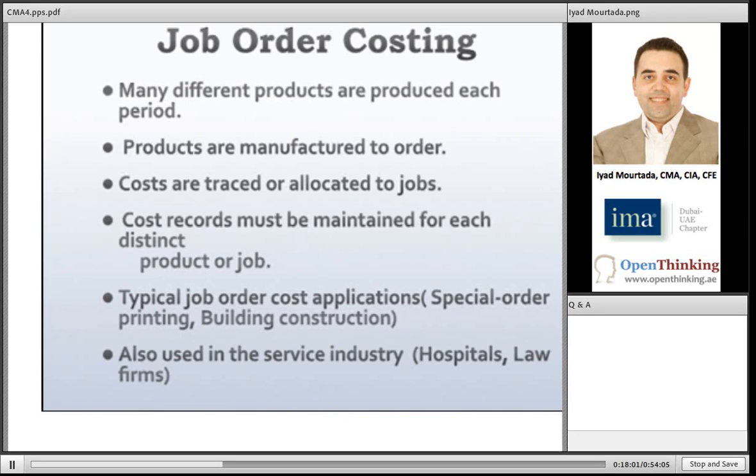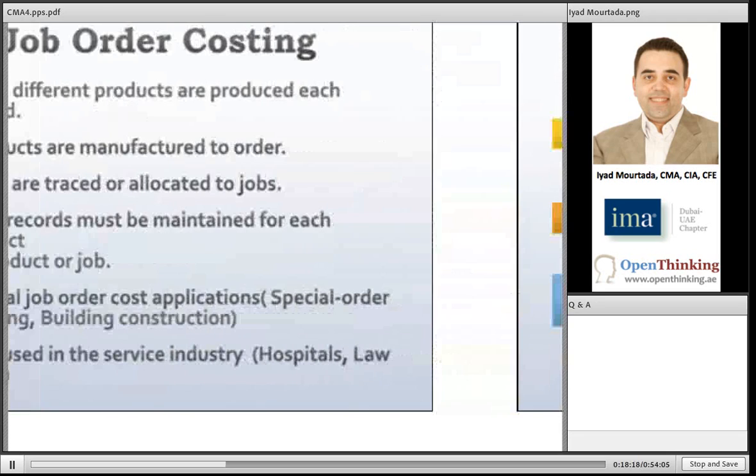Each project is different. So with job order costing, we are trying to understand how much the cost is for each one of these projects. In that way, we'll be able to invoice the client based on the cost. Otherwise, we don't know how much it's costing us to do any of these projects. And usually these are different projects.